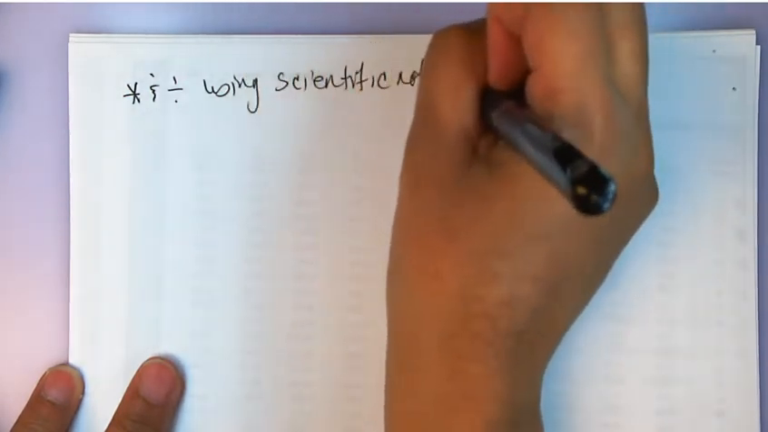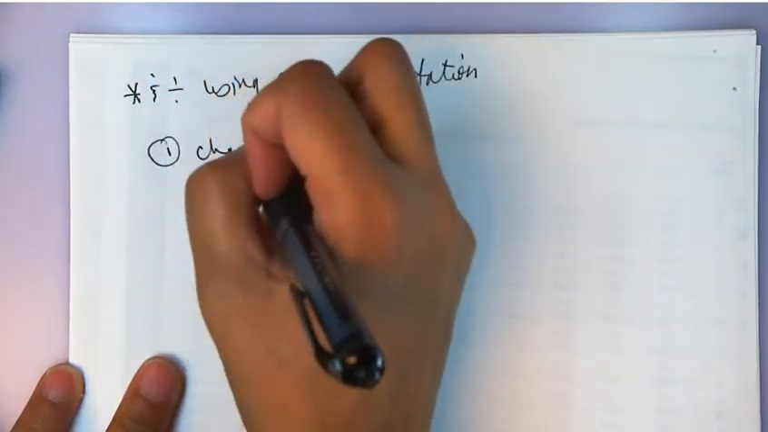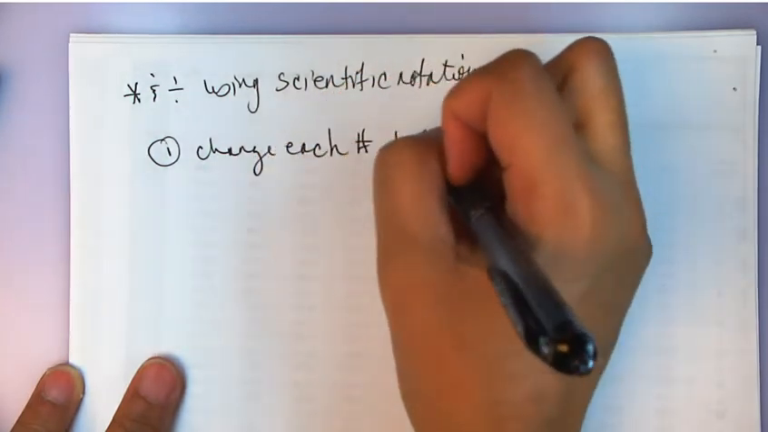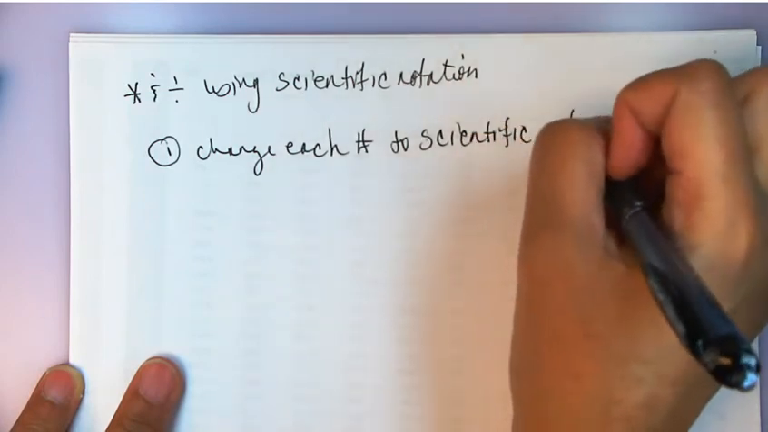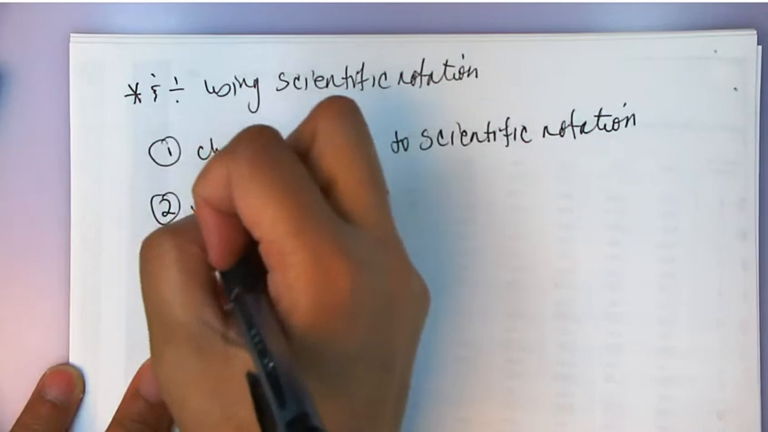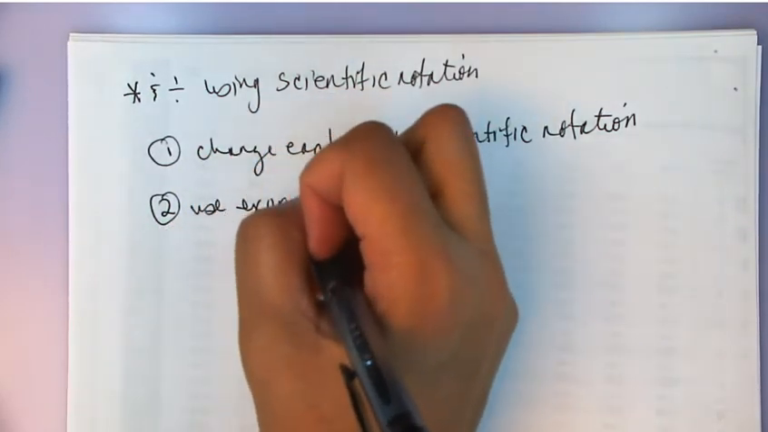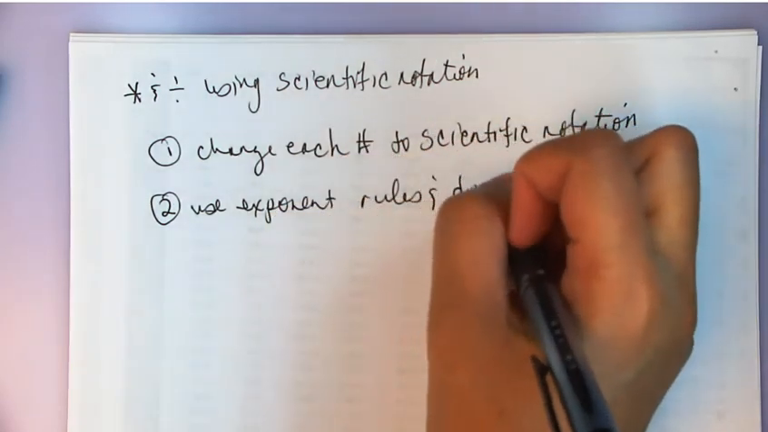Step 1. Change each number to scientific notation. Number 2, use exponent rules and divide or multiply.